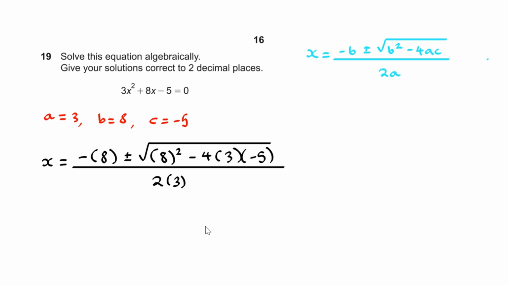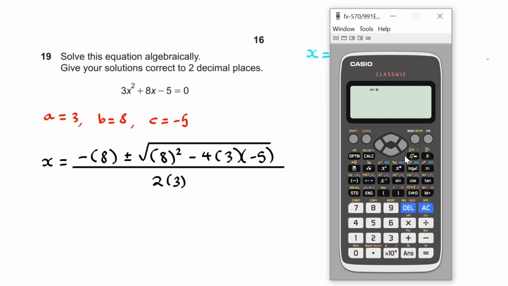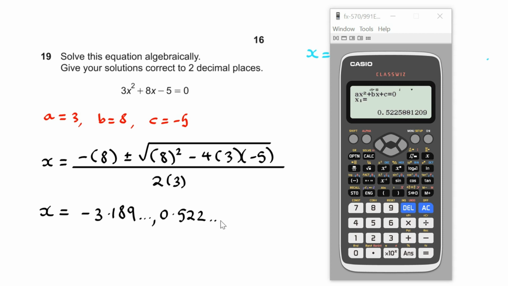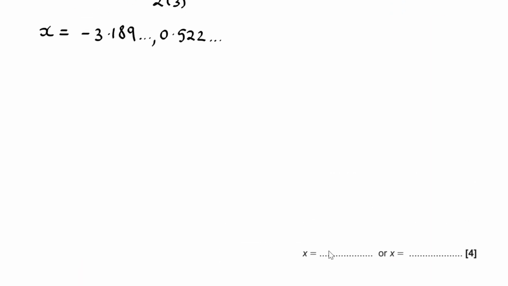So if we work this out, we can just use our calculator, substituting it in. If you've got a Classy or ClassWiz, we can just use the equation solver. So we've got 3x squared plus 8x minus 5. We end up with x equaling this or this, which as a decimal equivalent, we've got -3.189, etc. And we also have 0.522, etc. So therefore, to 2 decimal places, we have x equals 0.52 or x equals -3.19, given to 2 decimal places.